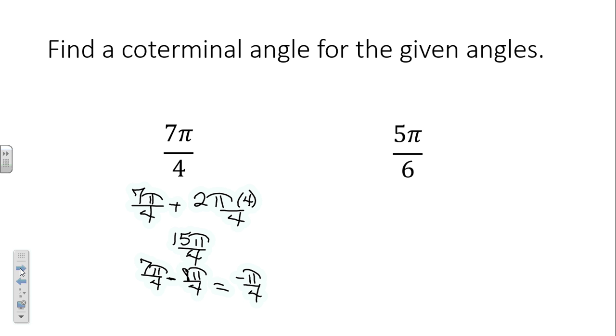5 pi over 6 plus 2 pi. What is 2 pi equivalent to? As far as a fraction, 12 pi over 6, so 5 pi over 6 plus 12 pi over 6 gets us, and 5 pi over 6 minus 12 pi over 6 is, yep. We can handle that, right? No big issues there. Questions on this one?